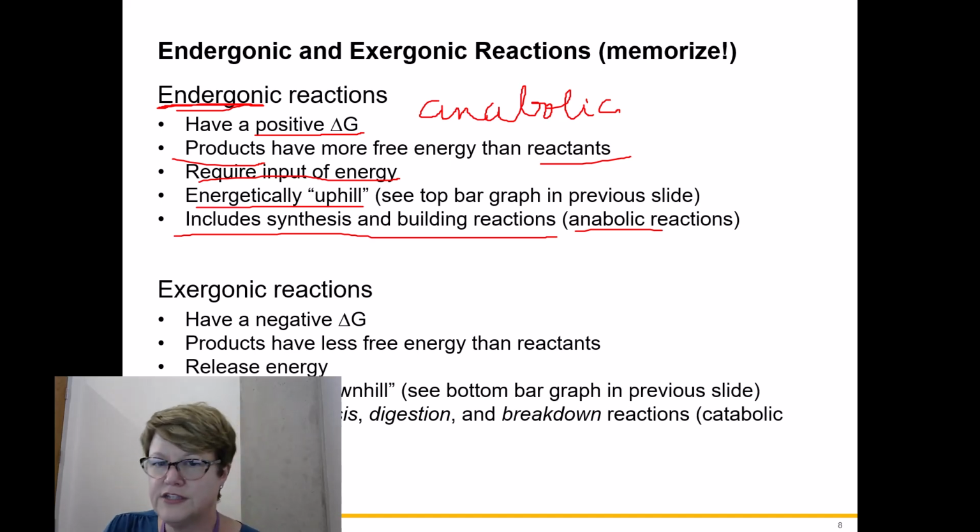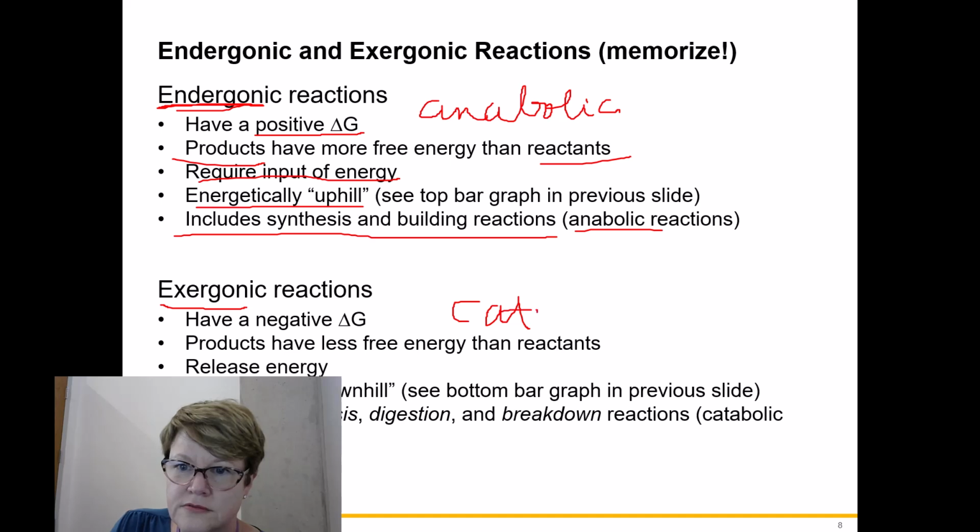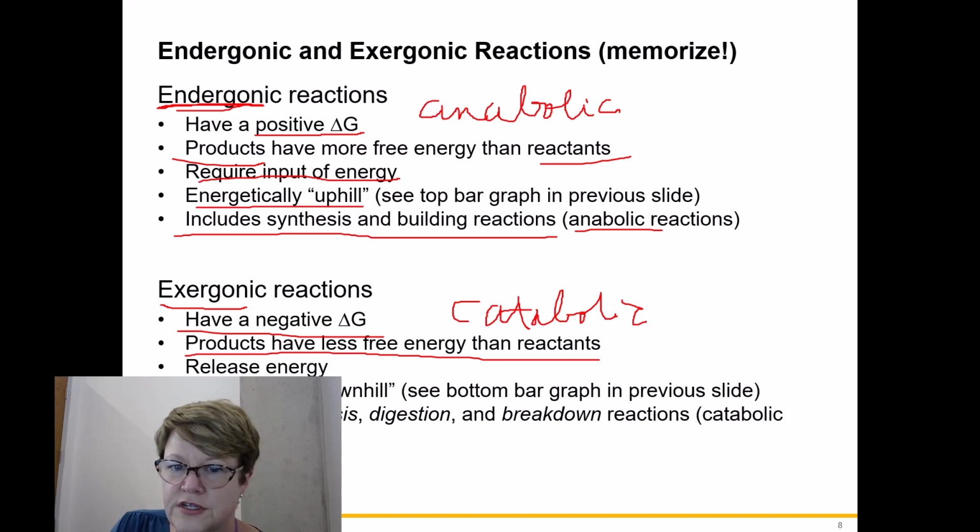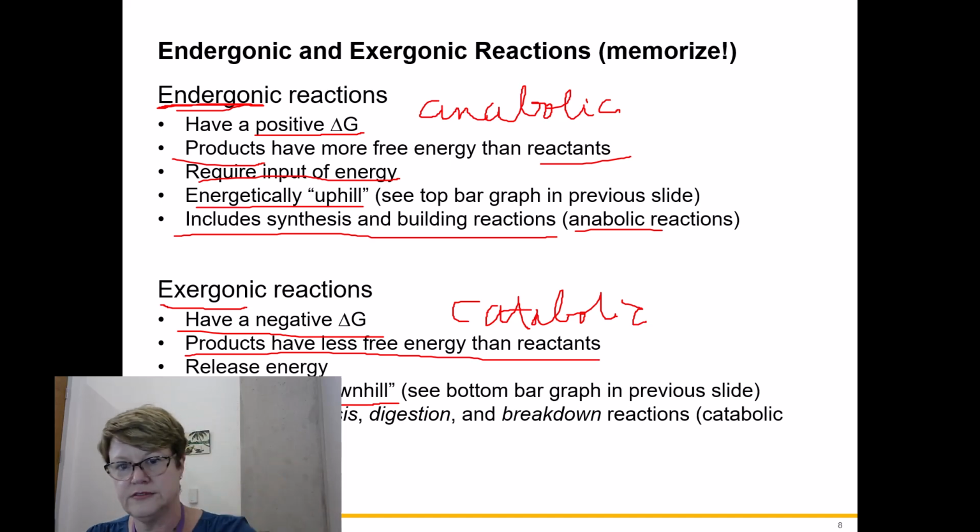The other type of reaction, the flip side, would be called an exergonic reaction. That's going to be catabolic reactions. All catabolic reactions have to have a negative delta G. Products have less free energy than the reactants. The reactions release energy into the universe. All exergonic reactions are downhill, and that includes breakdown reactions of various types, like hydrolysis, digestion, or other breakdown reactions.